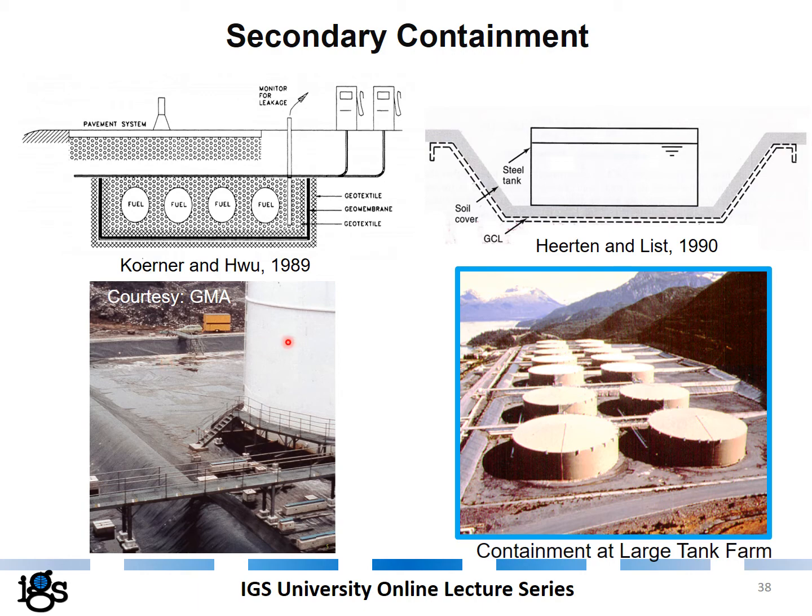Here you see a constructed berm that is also covered with geomembrane, so when there is a leak or overspill, the contaminated material is captured in this small pond. And here is a whole large tank farm which has a secondary containment.